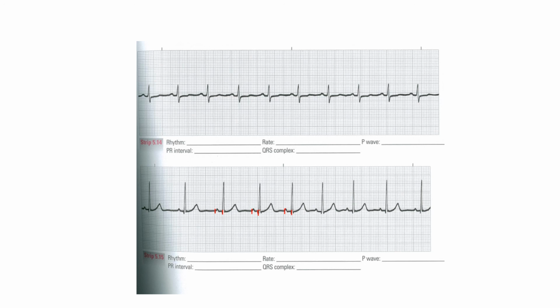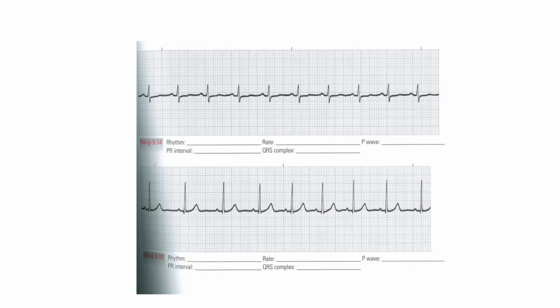Your QRS, all right, so you're measuring your QRS, the little S wave there. Again, it's hard to see, but it looks like it's about 1.5 to 2 boxes. So we have a QRS of 0.06 to 0.08.